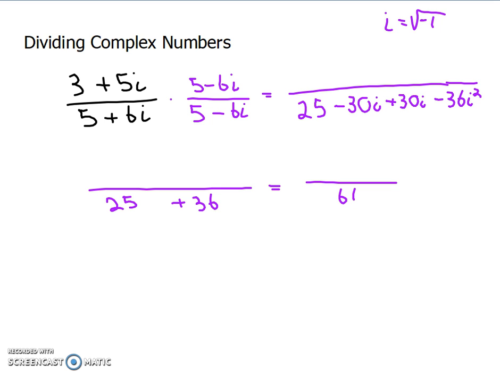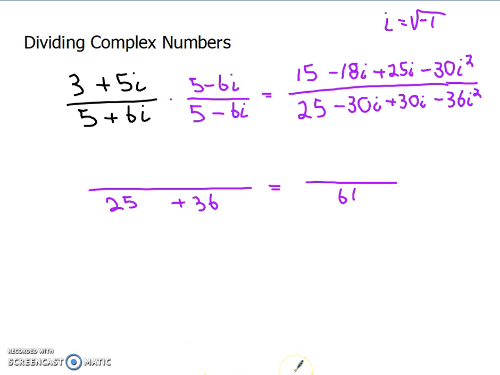Okay? Now the top, we're gonna FOIL like usual here. 3 times 5 is 15. 3 times negative 6i is negative 18i. 5i times 5 is positive 25i. And 5i times negative 6i is negative 30i squared.